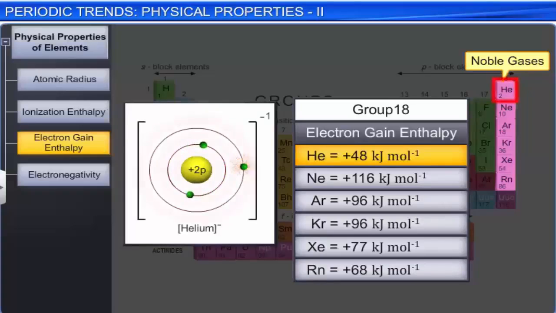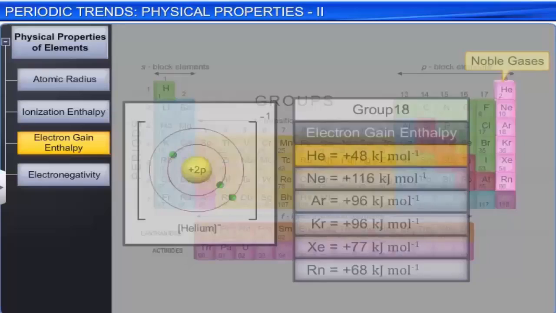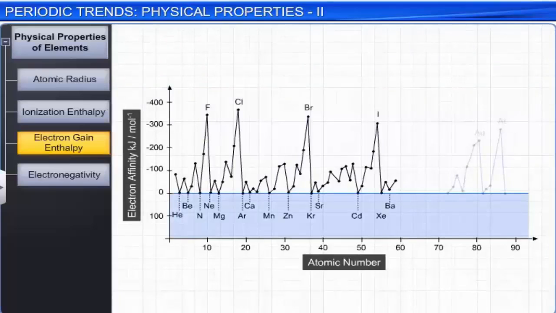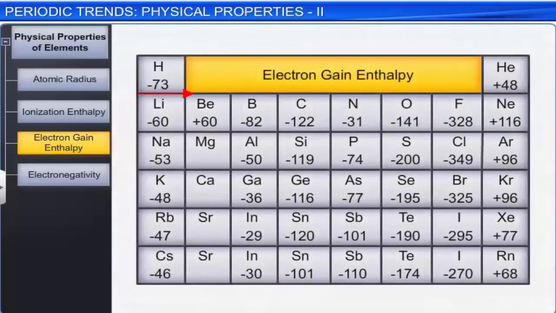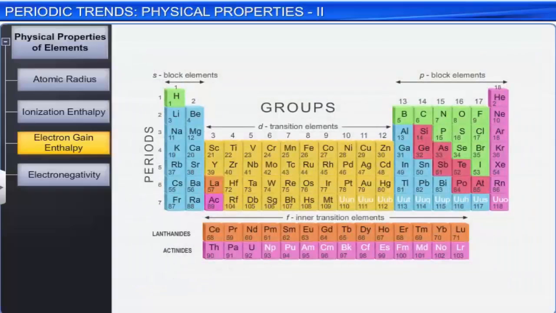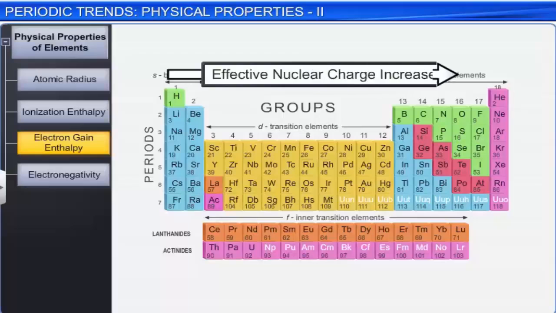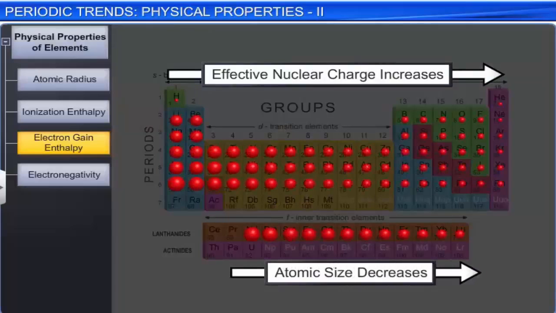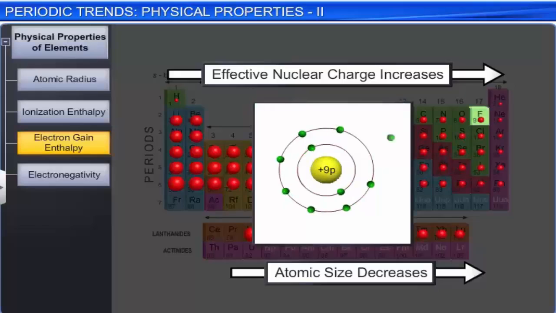The variation in electron gain enthalpy of elements in the periodic table is not as systematic as the ionization enthalpies. Generally, electron gain enthalpy becomes more negative with each successive element across a period. In other words, electron affinity increases across a period. This is because, as we move from left to right across a period, the effective nuclear charge increases and the atomic size decreases. The addition of a new electron would be easier for a smaller atom because the added electron would be closer to the positively charged nucleus.